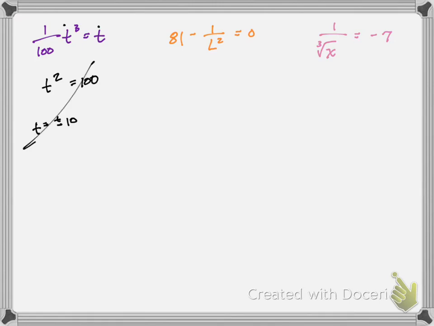And we can find that third solution by, instead of dividing by t, which again eliminates one of your t values, subtract t and factor. So let me show you what I mean by that. 1/100 times t cubed, take away t, is equal to 0.